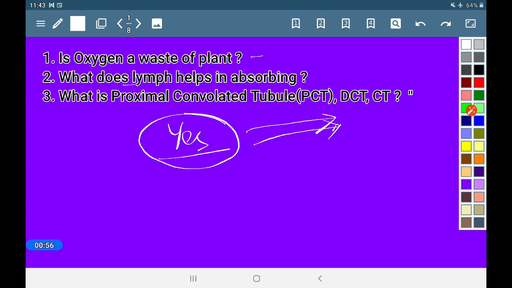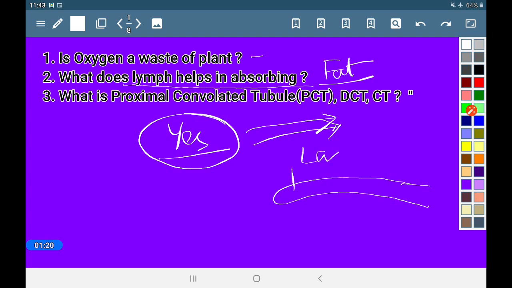Now next is how does lymph help in absorbing fat? Lymph actually absorbs fat. You have to see that. Lymph has one blunt end, which is known as lacteal. This blunt end will take the fat molecule, the big fat molecule.